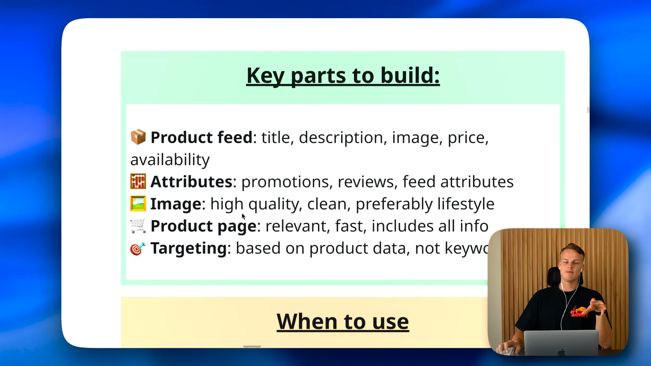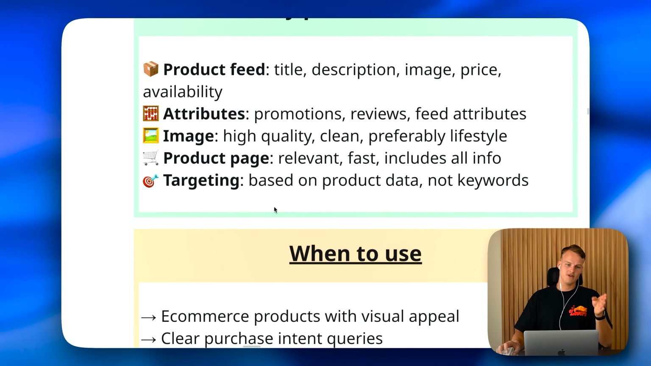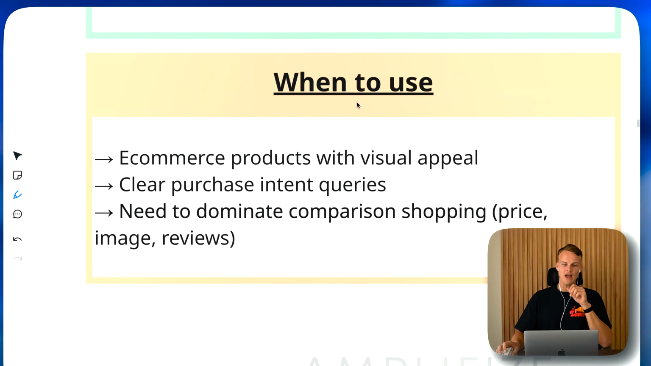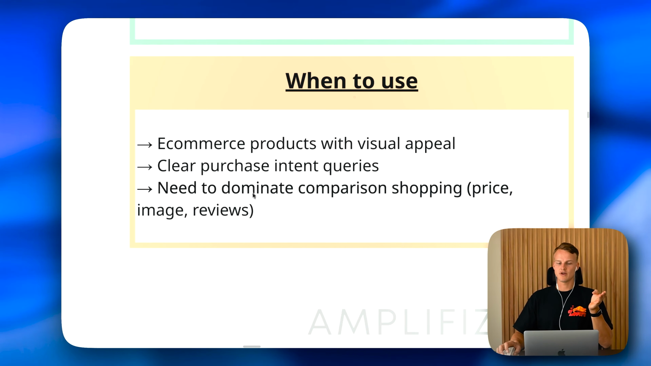We want to have the best image. We want to A/B test maybe with some images, so high quality, clean, preferably lifestyle, but we can also use a white background image. If it comes to the product page, you want to have it relevant, fast, and including all info. And when it comes to the targeting, it's based on product data, not keywords, right? So make sure your product data is right. And you use this for literally e-commerce products with the visual appeal, clear purchase or intent queries. And you use this if you have the need to dominate comparison shopping. And as I said earlier, you want to make sure that you are winning that comparison battle.